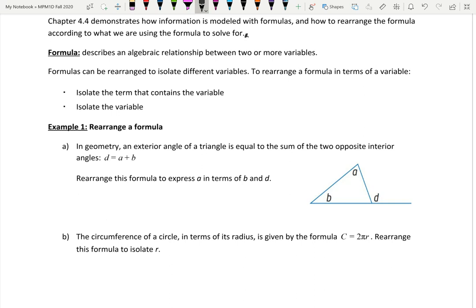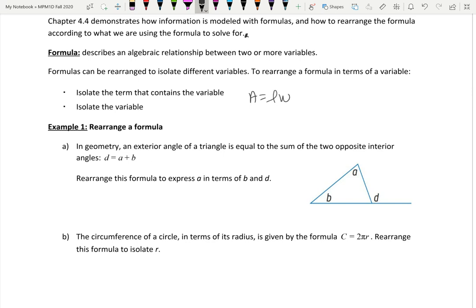Formulas can be rearranged to isolate for different variables. To rearrange a formula in terms of a variable, we have to isolate the term that contains the variable and then isolate the variable. So sometimes, for example, when you're dealing with area is equal to length times width, sometimes we may already have the area value. And let's say we know what the length value is as well. What we're trying to do is find what the width is.